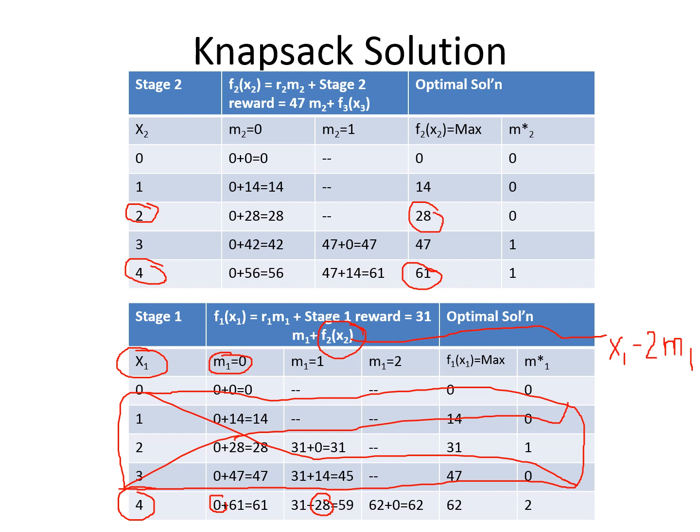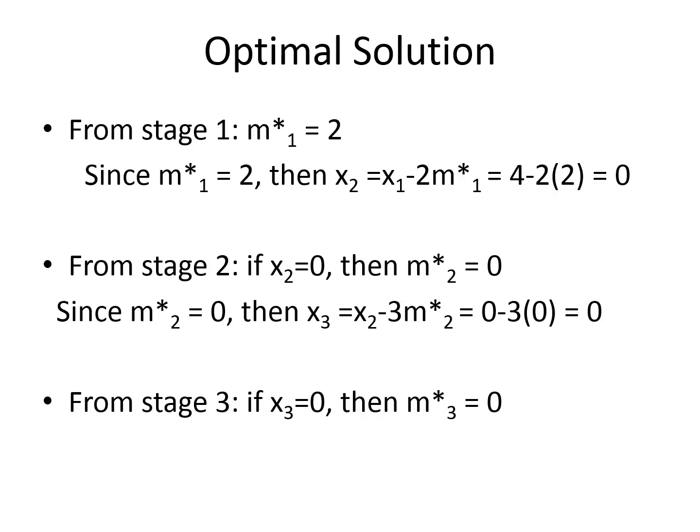Okay, so now how do I read the answer? I read the optimal answer for this knapsack problem as follows. From stage 1, M star 1 equals 2. I look at the final table and it says M star 1 equals 2. That's in the previous slide. Since M1 star equals 2, now I use the equation x2 equals x1 minus 2 M1.